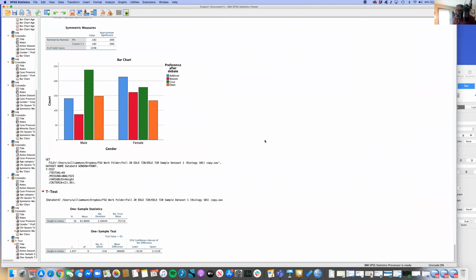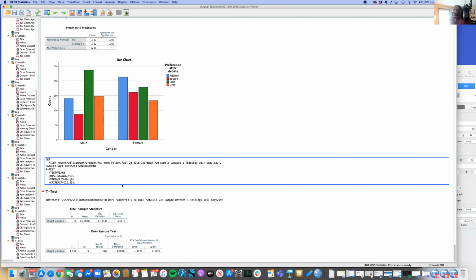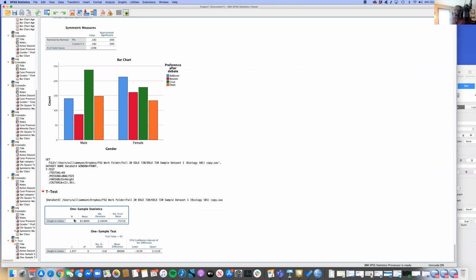And we're going to come down here. And we're going to see a couple of things immediately, right? So we're going to see that we have 10 entries here, and that our mean height for our class is what? What is our average height for the class? 65.8 inches. All right, good.